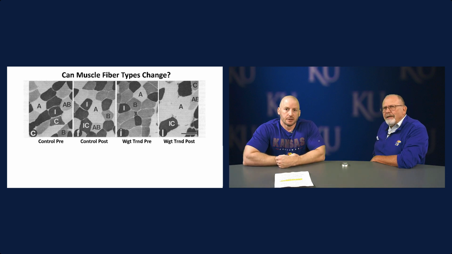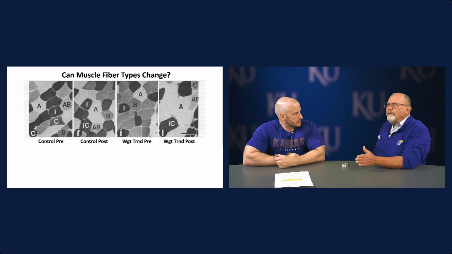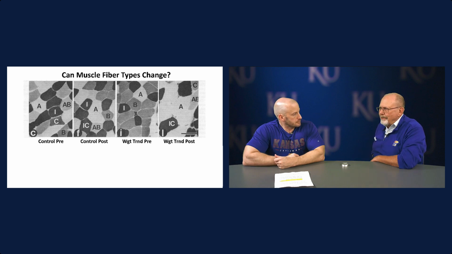So what we find out is, as soon as you start in the weight room, you can lift heavy and recruit those fibers we call high threshold motor units, hard to recruit fibers. You can do that in the weight room, get them activated, and they begin a conversion to 2As.